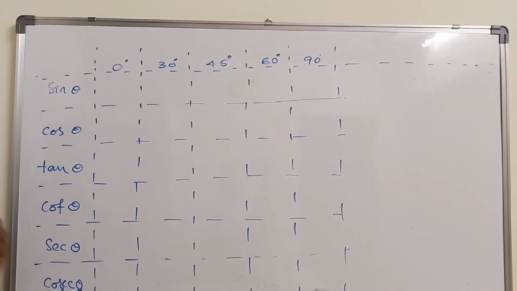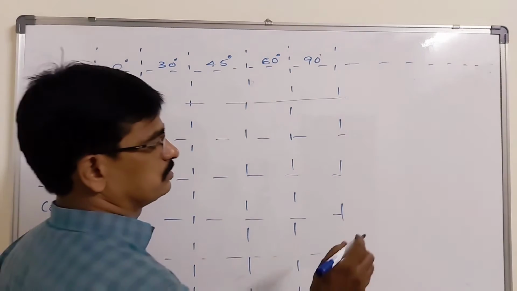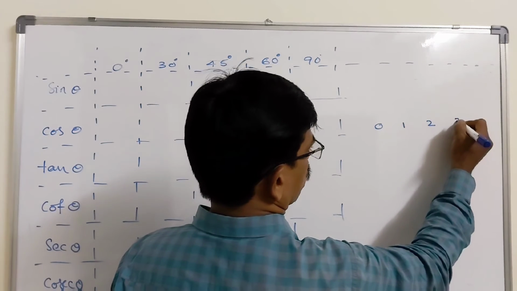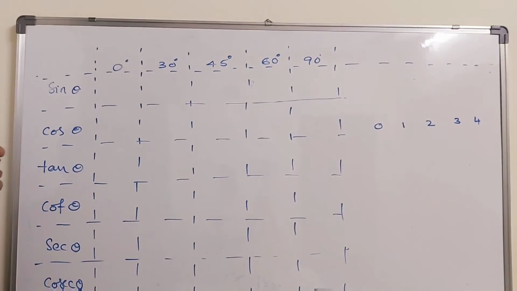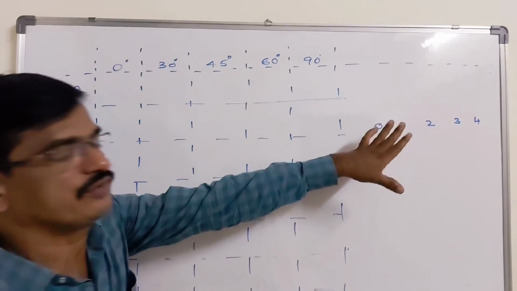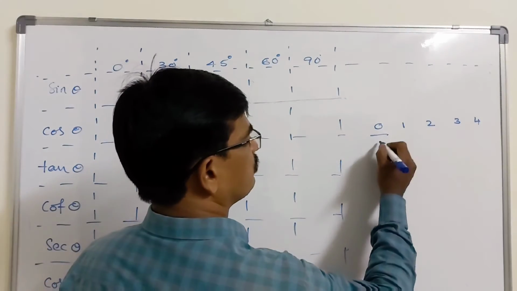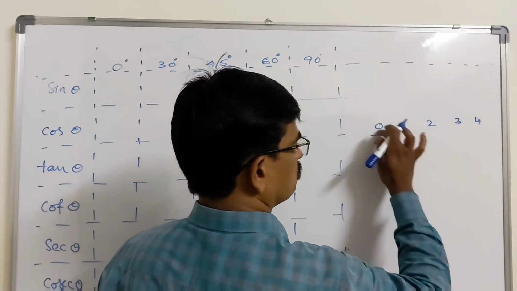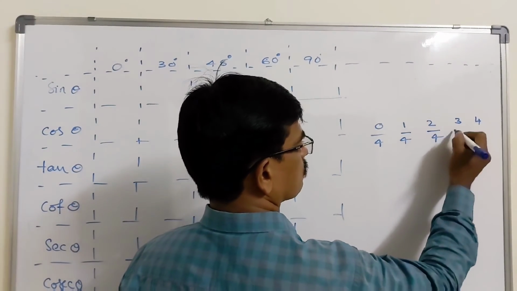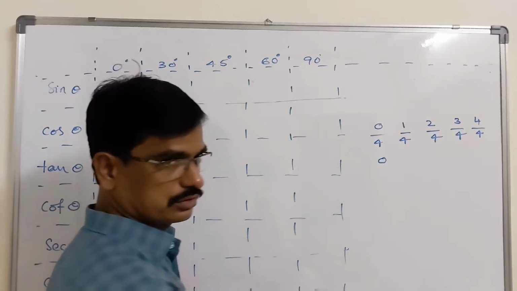Right. Now, sine 0 degrees. Before writing, I will discuss one thing. See here: 0, 1, 2, 3, 4. I have written the first 5 whole numbers here. Among these 5 whole numbers, 4 is the greatest number. You just divide each by 4. Okay. So 0 by 4 is 0.